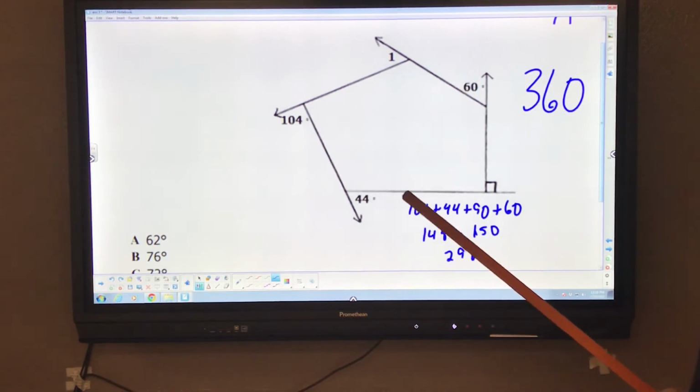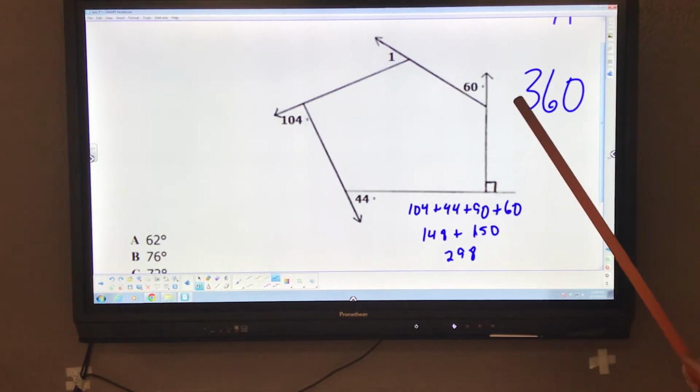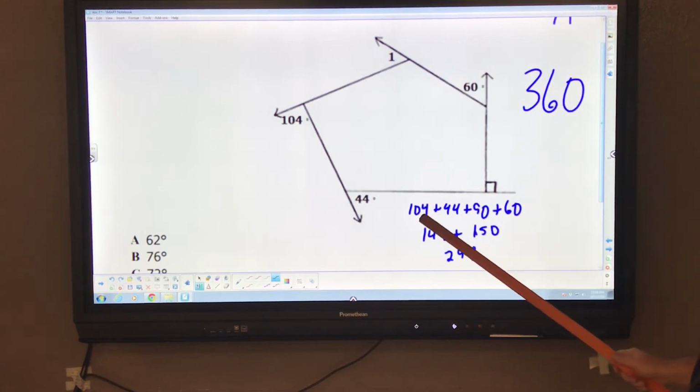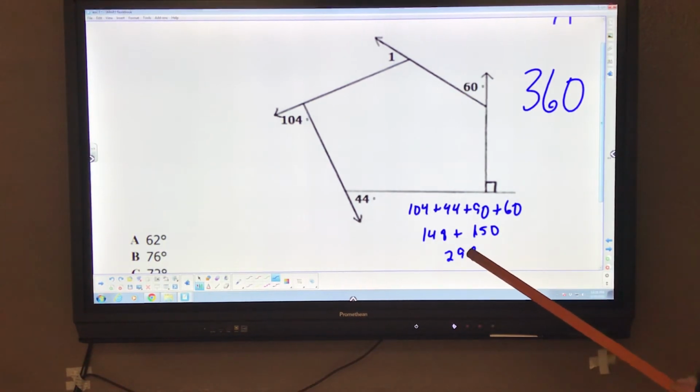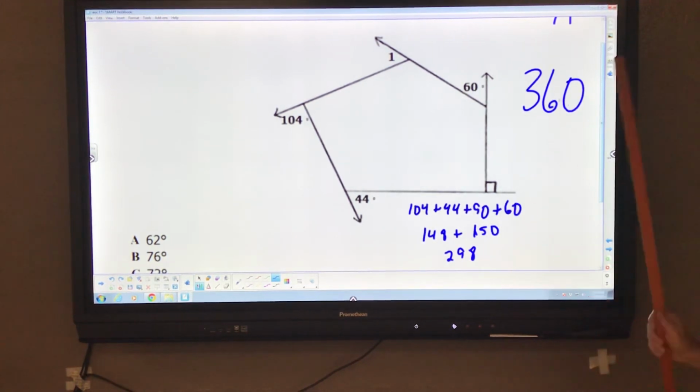Let me do it again. 104, 44, and 90, and 60. So that's 148, and that's 150, and that's 298. It's gotta go to 360, I was going to 350, I don't know why. So it's 62, answer A.